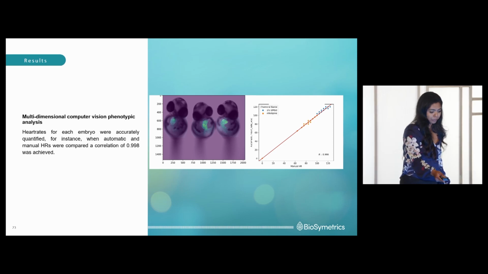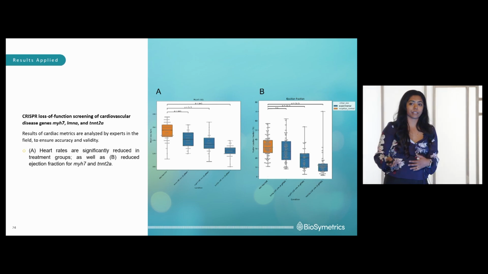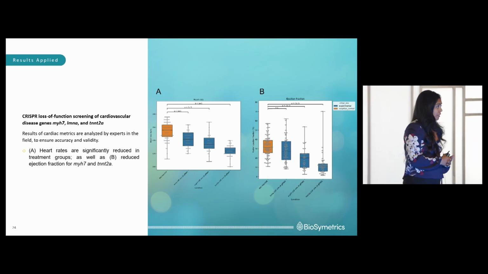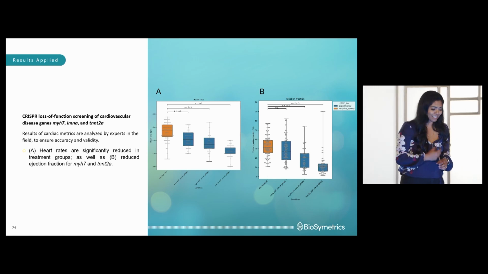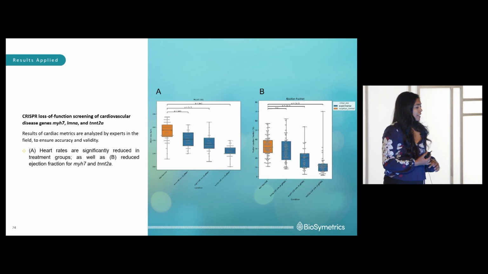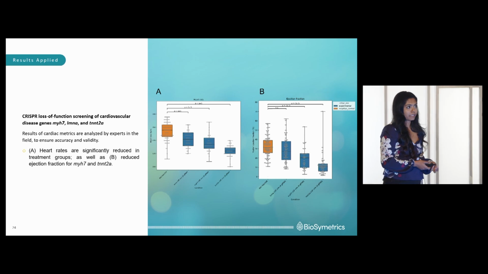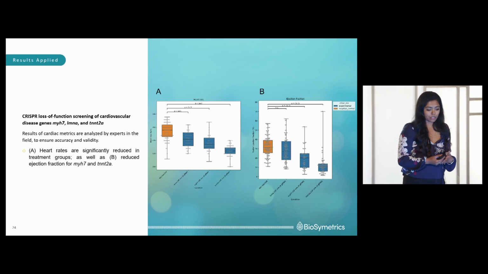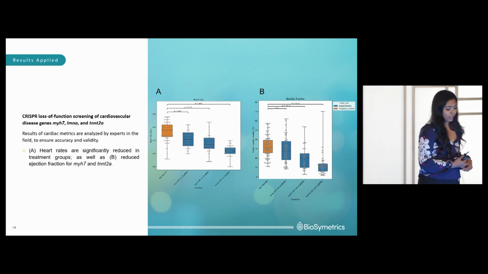Now looking at CRISPR loss of function. So again, CRISPRs are basically a tool to disrupt a certain gene. For this specific case, we looked at MYH7, LMNA, and TNNT2A. All of them have a decreased output in heart rate and ejection fraction. Ejection fraction is basically how well the heart is pumping out blood. So all of that is expected to be in the decreasing direction, and that's exactly what our automated approach reports out.